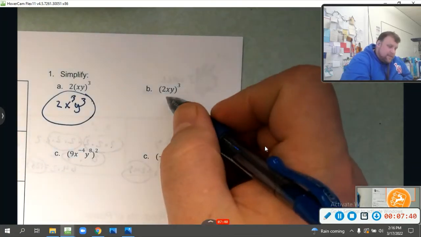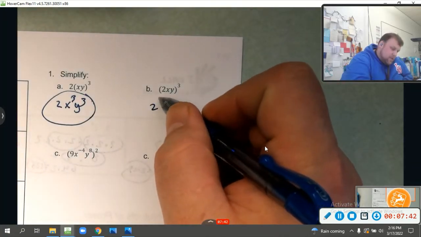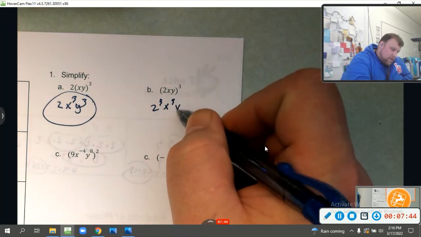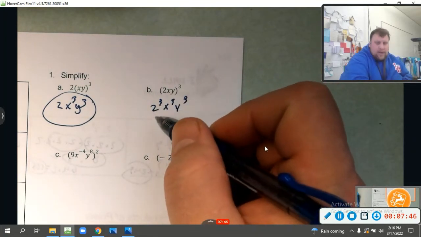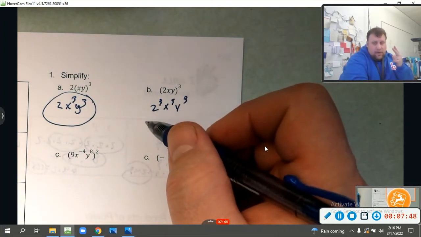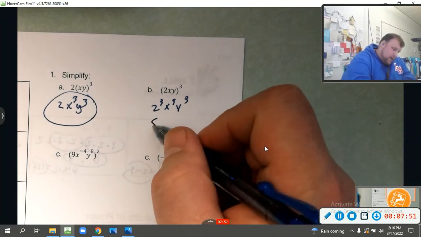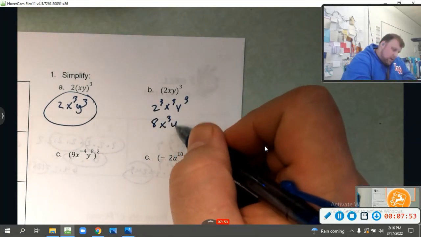What happens if the 2 is in the parentheses? Well, then it's going to be 2 to the 3rd, x to the 3rd, y to the 3rd. What's 2 to the 3rd? Well, that's 2 times 2 is 4, times 2 is 8. So 8, x to the 3rd, y to the 3rd.